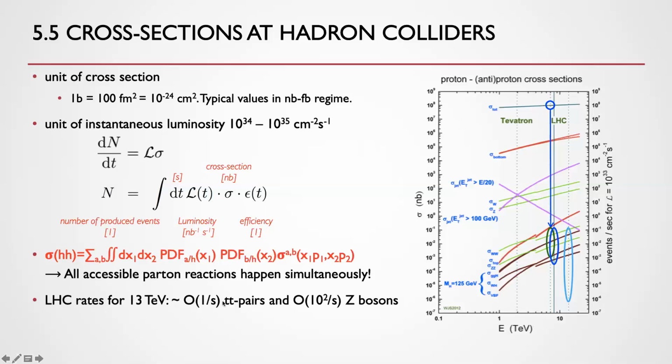The rate of top quark pairs is 1 per second. The rate of Z bosons is roughly 100 Hertz. And they happen at the same time. The top quark pair lives at 2 times 175 GeV, a Z boson at 90 GeV. But you get them at the same time because all accessible parton reactions happen simultaneously. That's the great thing about hadron colliders. It's really a discovery machine. You do not need to scan, which can take years.